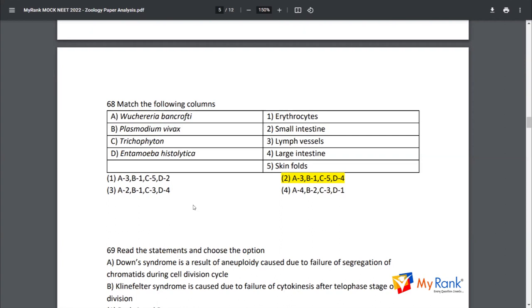So, A3 and B1. C, Trichophyton, which is responsible for ringworm, which is a skin disease. So, found in skin folds. So, C is 5, skin folds. D, Entamoeba histolytica, which is an intestinal disorder. The parasite is found in the walls of the large intestine. So D is 4. Now what is the answer? A3, B1, C5 and D4, which is found in option 2. So option 2 is the correct answer.